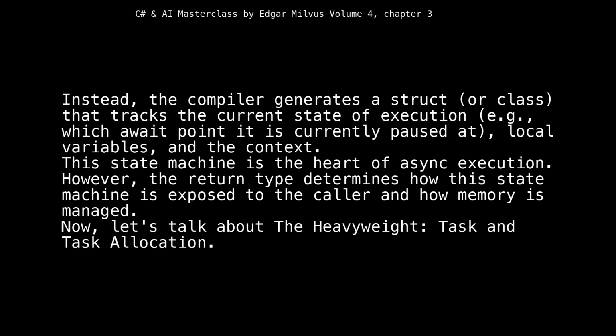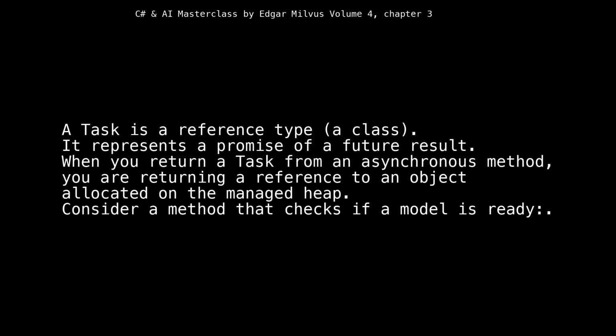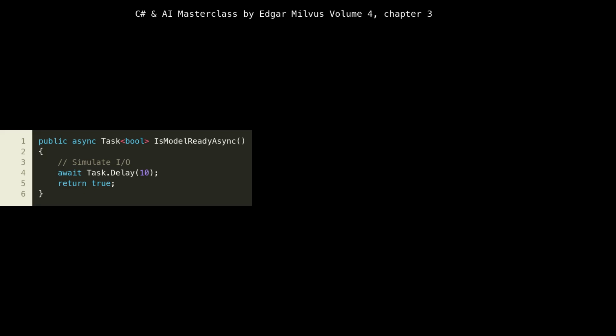Now, let's talk about the heavyweight, Task, and Task allocation. A Task is a reference type, a class. It represents a promise of a future result. When you return a Task from an asynchronous method, you are returning a reference to an object allocated on the managed heap. Consider a method that checks if a model is ready. Here, we're defining a public asynchronous method named IsModelReadyAsync. This method is designed to check the readiness of a hypothetical AI model.